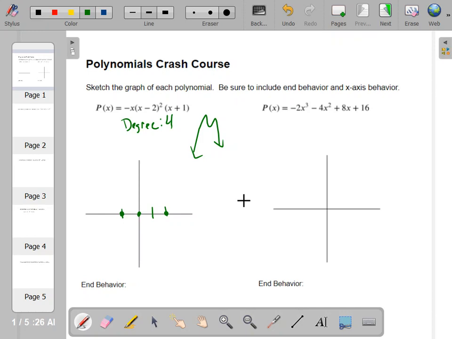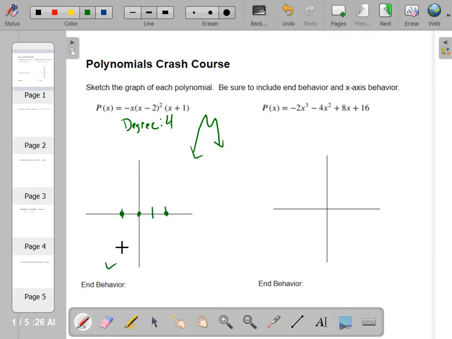Now I'm going to start to draw it, and I have to have a game plan here. This is an odd multiplicity, and this is an odd multiplicity. That means they're going to pass through 0, and they're going to pass through negative 1, but this is an even multiplicity, which means it's going to bounce off at 2.